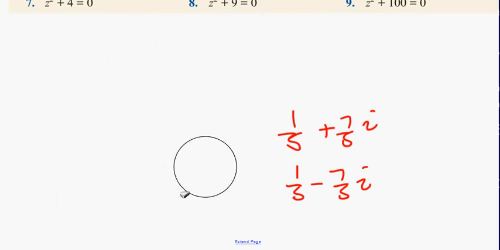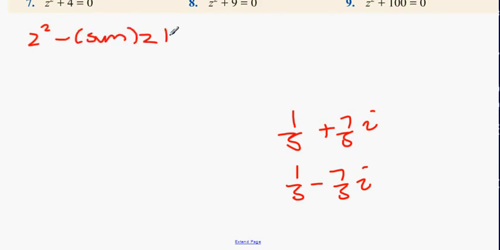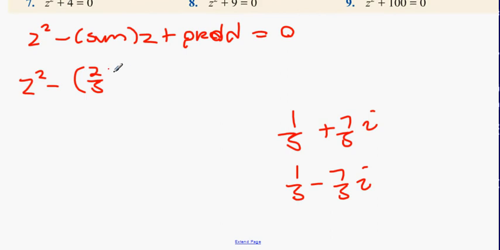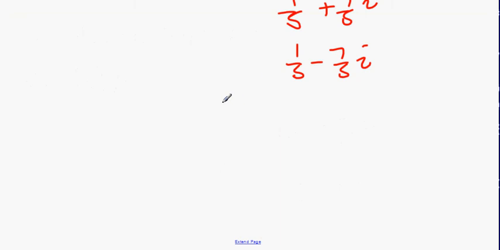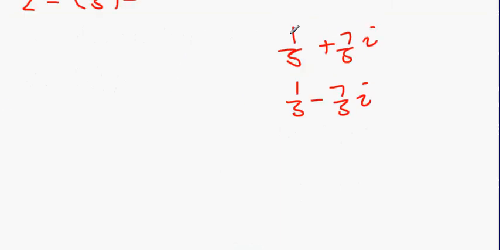So it's going to be z squared minus sum of roots times z plus product of roots equals 0. So when we add these together, we're going to get a fifth plus a fifth, which is 2/5, and 7/5 i minus 7/5 i just cancels, so it's going to be z squared minus 2/5 z. And then the product, we're going to have to multiply these by each other.